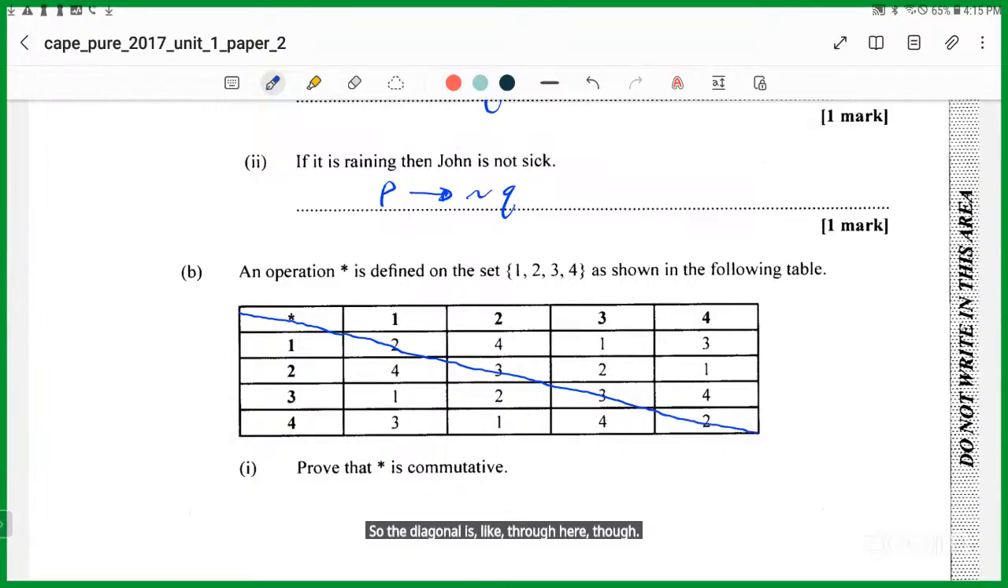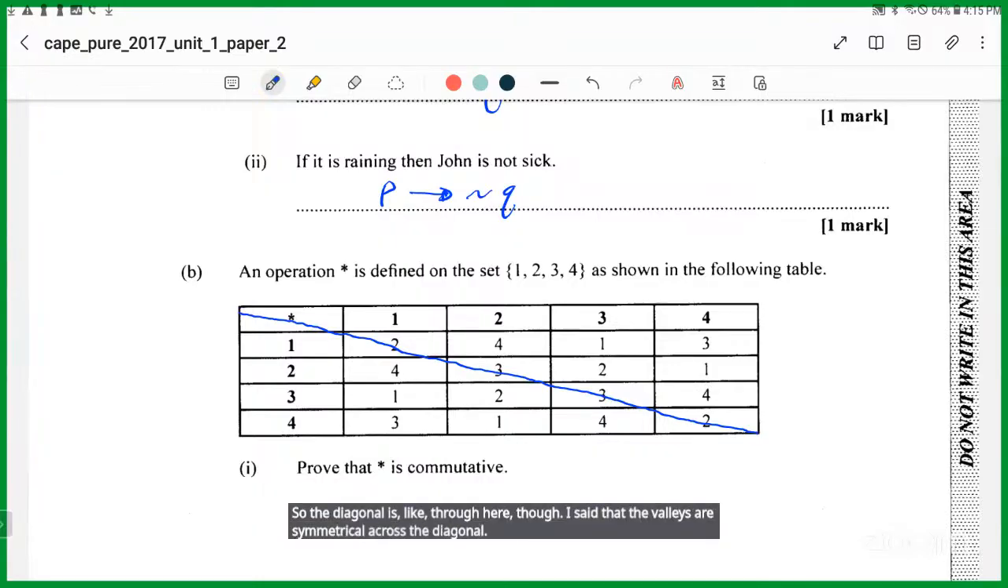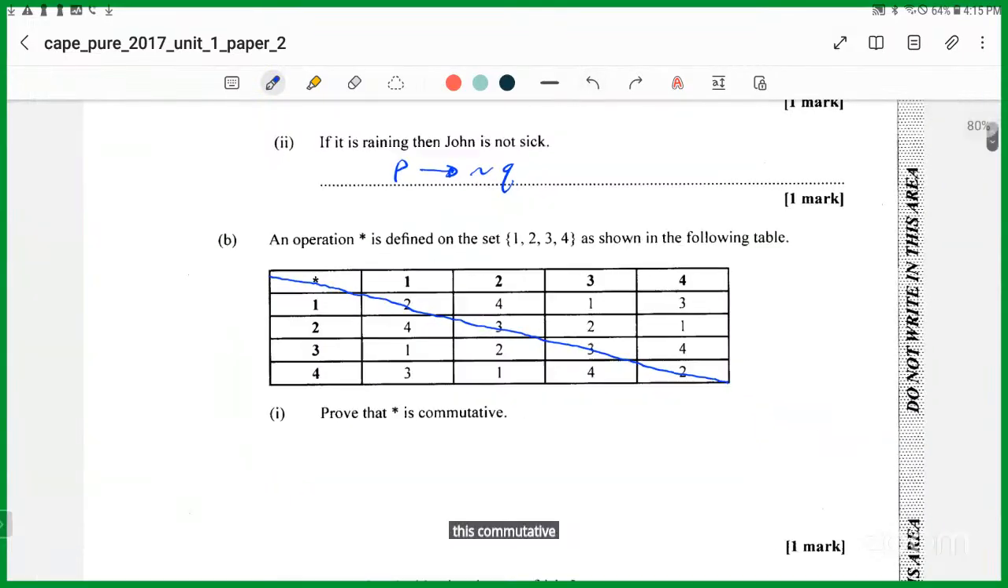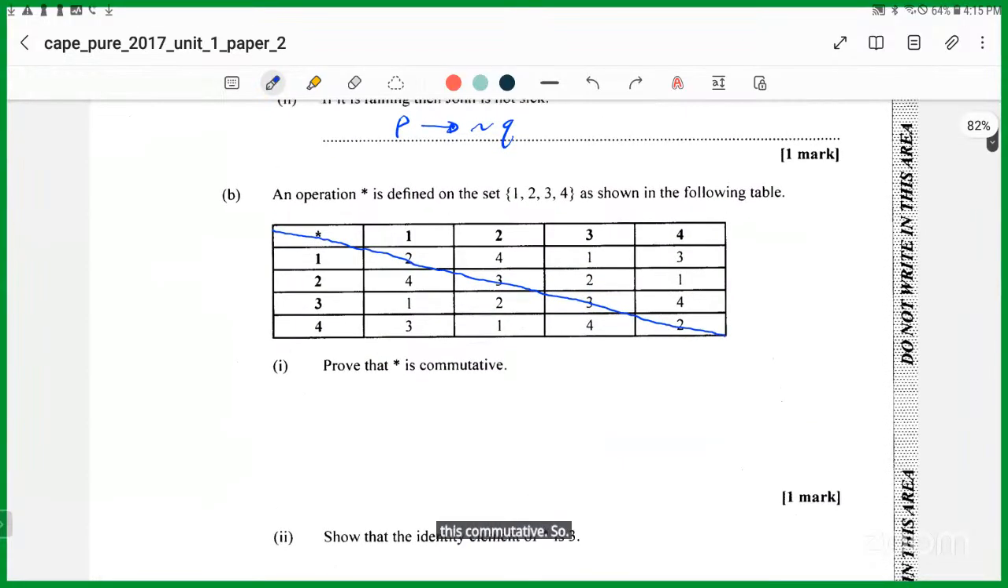That's a diagonal. Now you see the values are symmetrical across the diagonal. So like across here, 4 and 4. Then across here, 1 and 1. Then across here, 2 and 2. And if you extend out it is 3 and 3. Everything symmetrical so far. Then across here, as I say, is 1 and 1. And across here is 4 and 4. So I would say yes, it is commutative. Right? So prove that it is commutative.